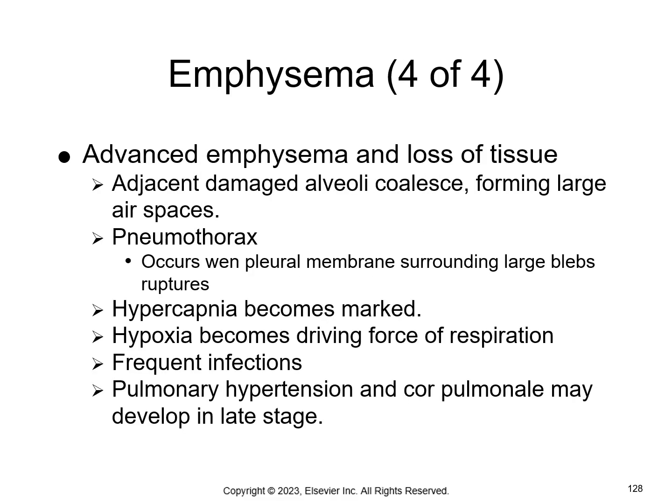With advanced emphysema and loss of tissue, the adjacent damaged alveoli will form large air spaces. We'll see pneumothoraxes develop, especially when the pleural membrane surrounding the large blebs ruptures. Hypercapnia can become very pronounced. Hypoxia becomes the driving force of respiration. We'll have frequent infections and pulmonary hypertension, and cor pulmonale can develop in the late stages.